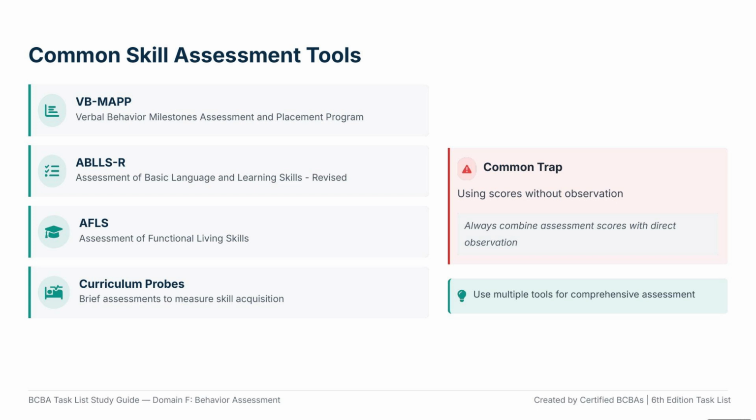Common assessment tools include VB-MAPP, ABLLS-R, AFLS, and curriculum-based measures. These tools organize skills across domains and developmental levels. They are useful for tracking progress over time. However, scores alone are not enough. Direct observation and functional performance matter more than checklist completion.